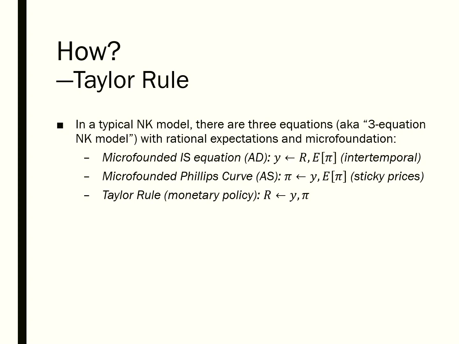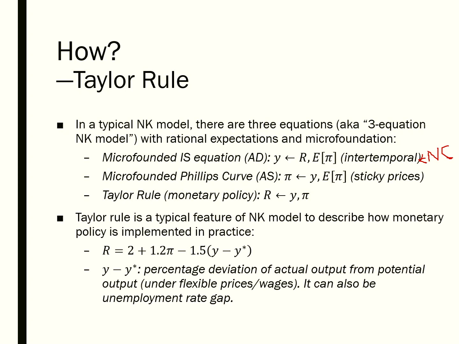The Taylor rule is a typical feature of any new Keynesian model to describe how monetary policy is implemented in practice. The original form of the Taylor rule, proposed by Taylor in the 1990s, is that the nominal interest rate R is equal to a constant plus 1.2 multiplied by the inflation minus 1.5 multiplied by the output gap Y minus Y star. Y star is the output on the flexible prices and wages, and Y is the actual output.